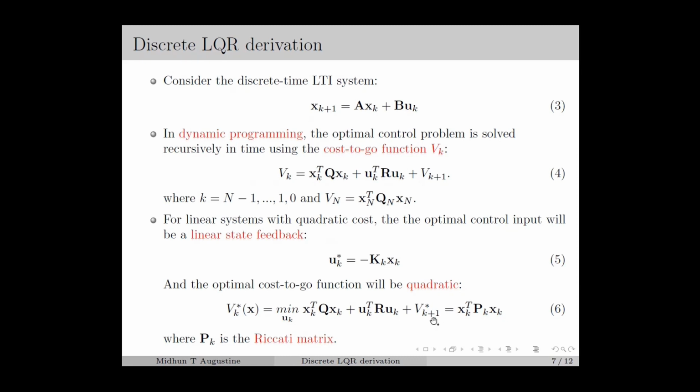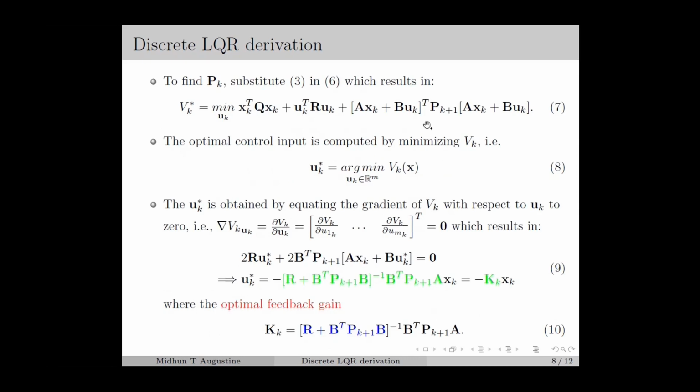So in this expression, we can replace this V_{k+1} star with x_{k+1} transpose P_{k+1} x_{k+1}, in which x_{k+1} can be replaced with the state equation. If we substitute this in the cost to go function, we obtain V_k star as in equation number 7. So here this term is basically the expansion of V_{k+1} star. The optimal control input at time instant k will be the one that minimizes the cost to go function as given in equation number 8.